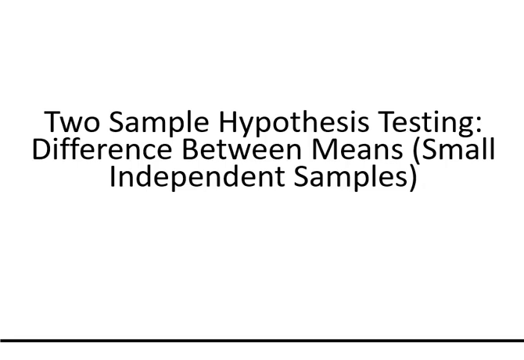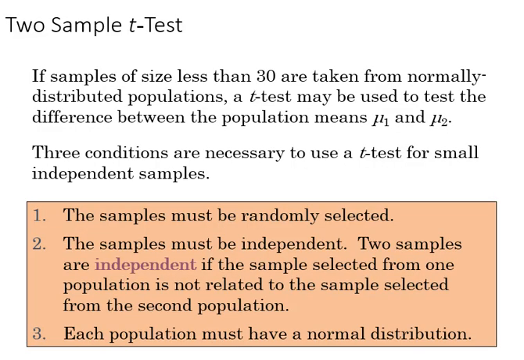This video is going to review two-sample hypothesis testing, looking at the difference between means and assuming small independent samples. And recall that for samples larger than 30, we would use a z-score, z-test. For less than 30, we go to the t-distribution, which allows us to adjust by degrees of freedom. But like the z-test, it assumes randomly selected samples that are independent and a normal distribution.